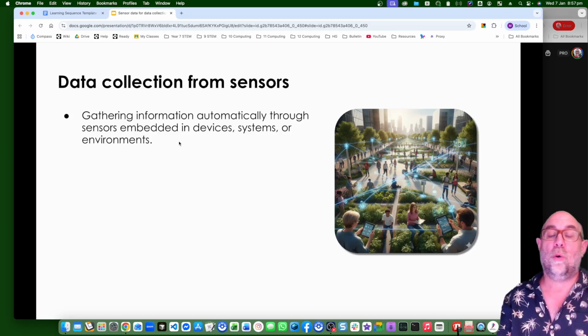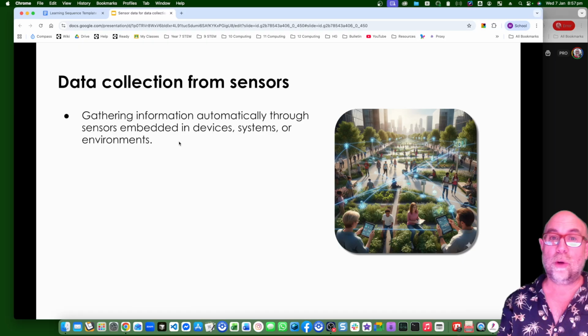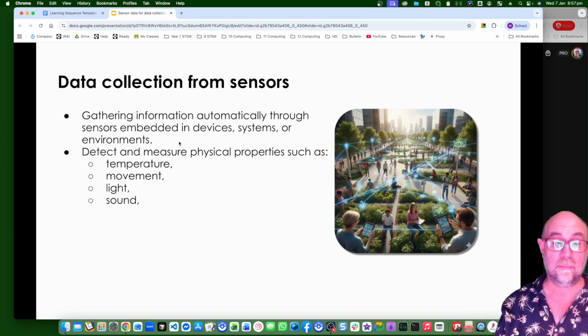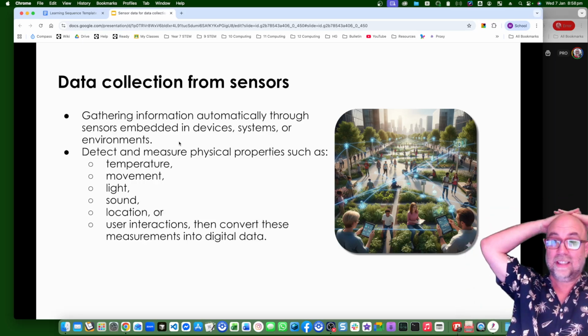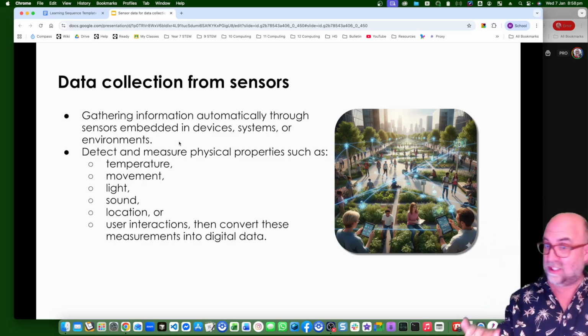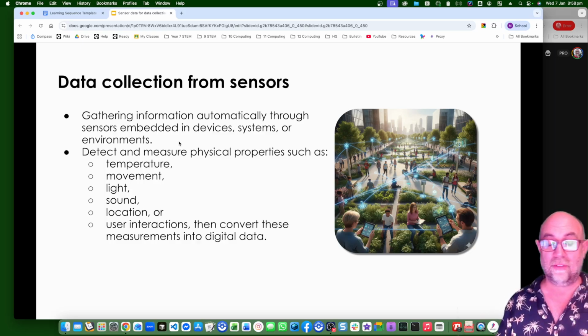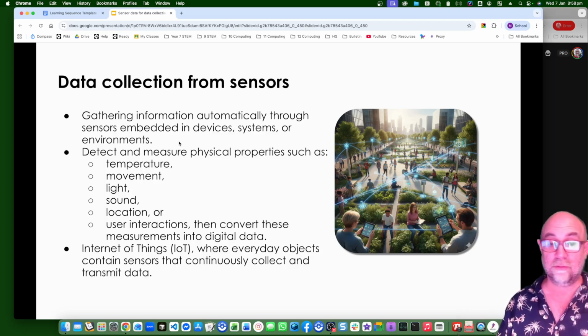So, when we're talking about getting information from sensors, we're talking about getting information automatically through devices, sensors embedded in devices, systems and environments, and we can detect properties such as the temperature, the movement of people and things for that matter, light, sound, the location, and user interactions. So just how often you're pressing the button to cross an intersection is a very simple version of that, and how you interact with your own devices.